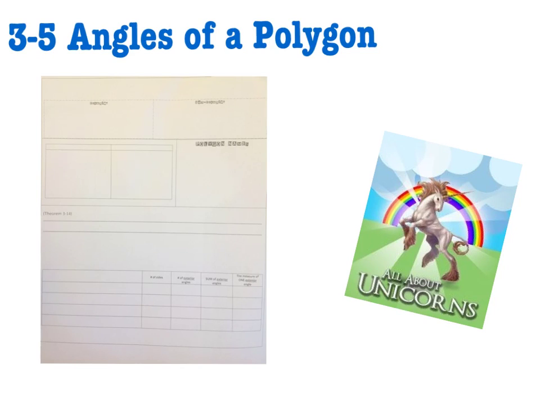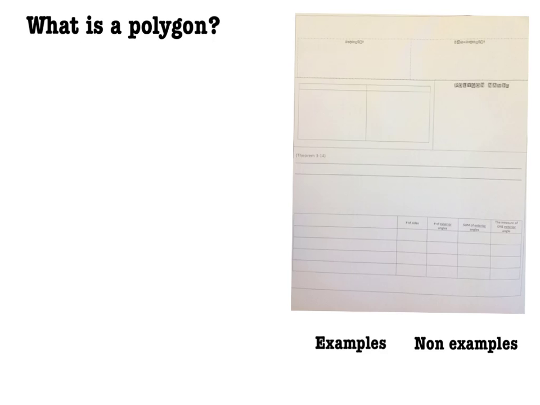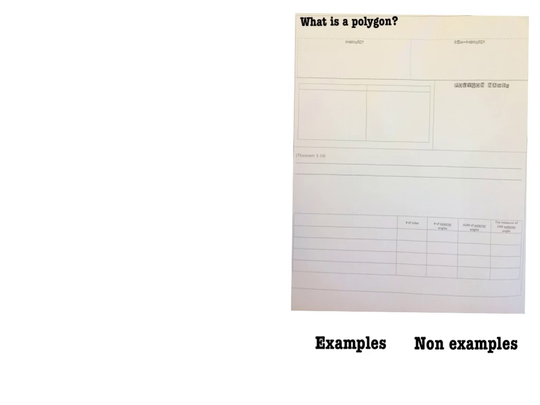We're going to start off today learning all about angles of a polygon, and today's theme is all about unicorns. Because we're using a graphic organizer, make sure you're paying close attention of where I'm writing, and make sure you're following along as I move forward. Okay, so the first thing you're going to do is write this question, what is a polygon? And you're going to put it right in this top section right here.